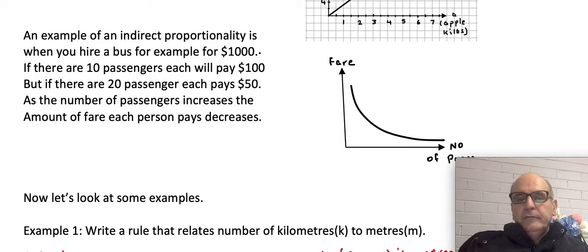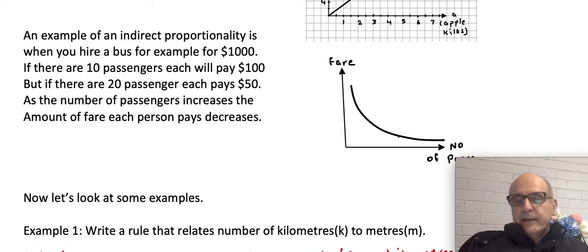Now, if you manage to get more people on the bus, for example, 20 people, so the number of passengers has increased, now each of them are going to pay a lesser amount, like $50. So what happened? The number of passengers went from 10 to 20, it increased, but the fare that each passenger pays went down from 100 to 50, and so on.